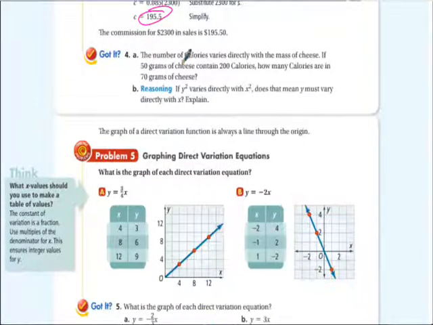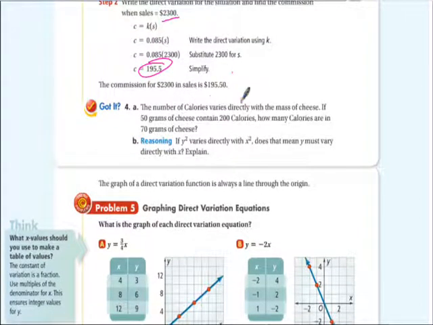If it is a direct variation, then the constant is the constant no matter what we do. The number of calories varies directly with the mass of cheese. If 50 grams of cheese contains 200 calories, how many calories are in 70 grams of cheese? Okay, so let's take a look. Sometimes, if you don't want to solve this finding k, which is not very hard, you could just set up a proportion again. If it varies directly, 50 over 200 equals 70 over x, all right? And then solve for x. So when we do that, what do you get?